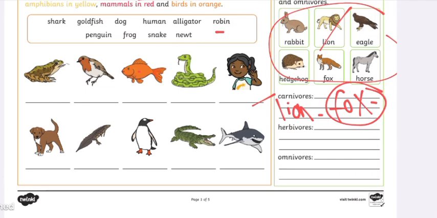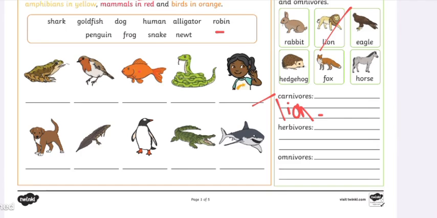No. Yes, the fox is omnivore. So we are going to leave this. So eagle can eat the meat. Did you see in the story that the fox can eat the berries? Yes, the fox can eat the berries. So the fox is omnivore.